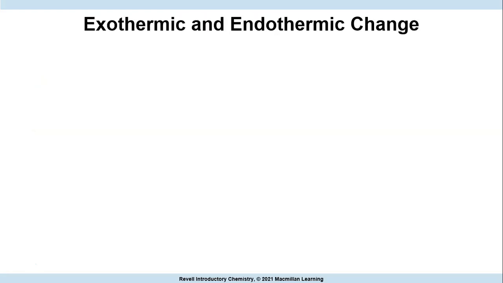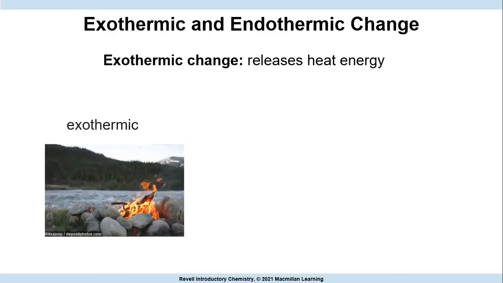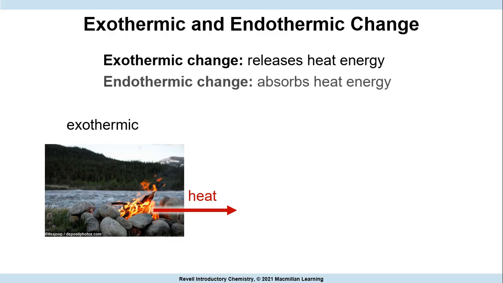Now let's look at what we call exothermic and endothermic change. When you hear of exothermic change, you are talking about a change that releases energy. And an endothermic change is the reverse. It will absorb energy. So for example, burning of wood is an exothermic change because heat is being released from the burning of wood to the surrounding. So that is an exothermic change.